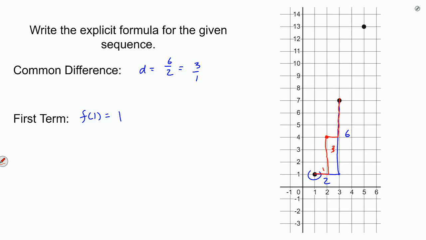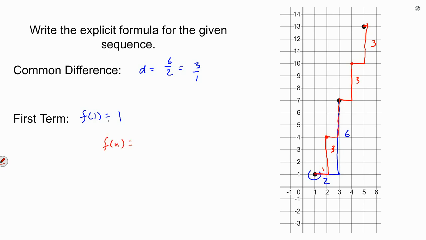So let's continue that pattern. Over 1, up 1, 2, 3. Over 1, up 1, 2, 3. And it should come out nice and even. Connect all your dots perfectly. So there is my common difference here. I had to do a little division to come up with my common difference, which in this case is 3.